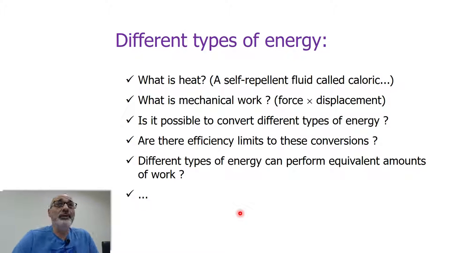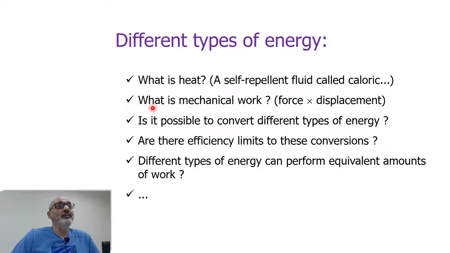So when we try to figure out what is energy, first we recognize that there are different types of energy. I already mentioned we have organized types of energy and disorganized types of energy, but we can also ask ourselves, for instance, I know that heat is a kind of disorganized energy, but what is heat? In the past, people assumed that heat was a self-repellent fluid called caloric. That's the origin of the word calor in Portuguese. It comes from the Latin caloric, this magic fluid, which self-repels and was associated with heat.